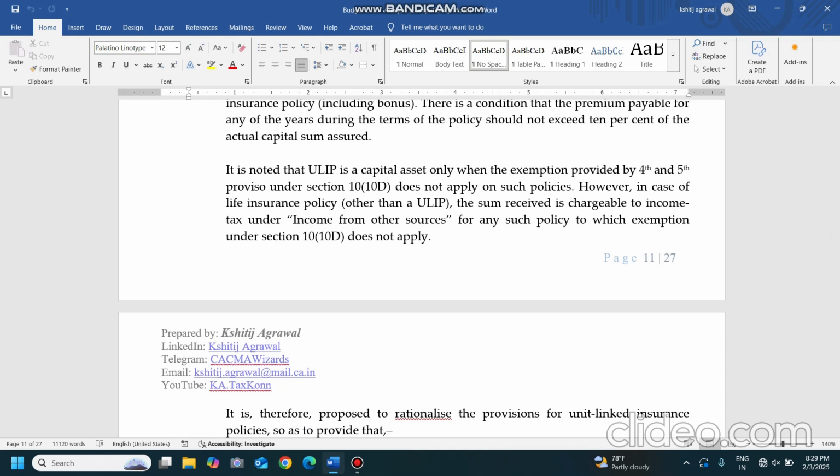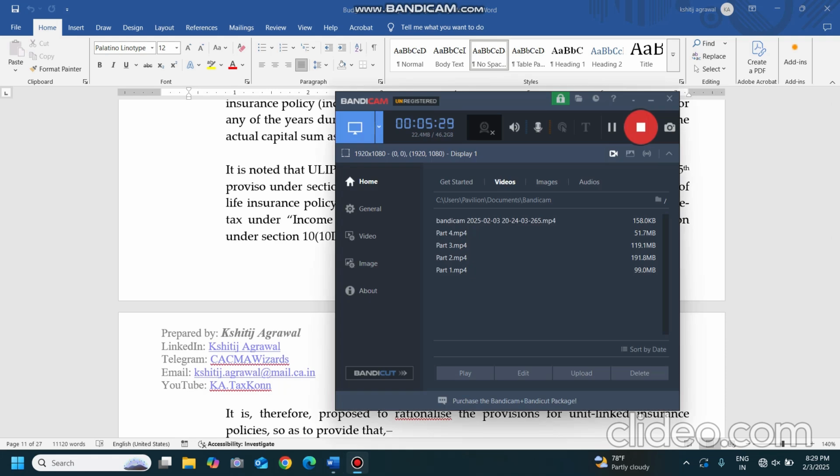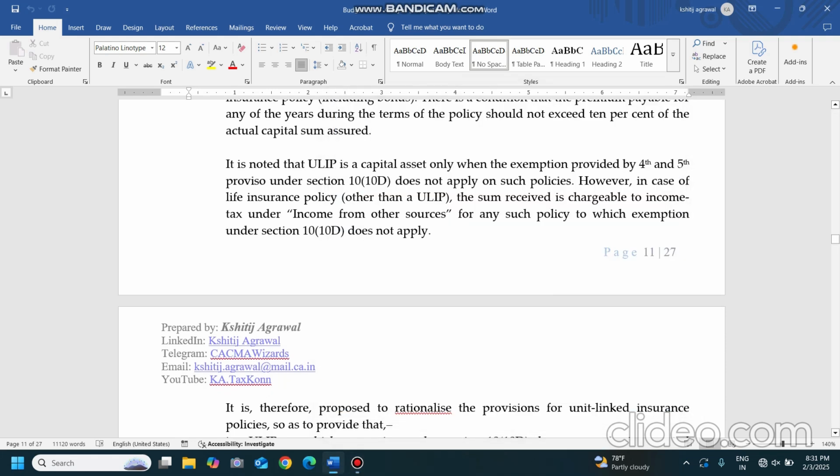So this exemption was available if the ULIP is exempt under 10(10)(d). If the premium is up to a certain limit, then we had the benefit. Just now we saw that in 10(10)(d) some exemptions are available. Now how will it be taxed if the exemption is not applicable under 10(10)(d)?